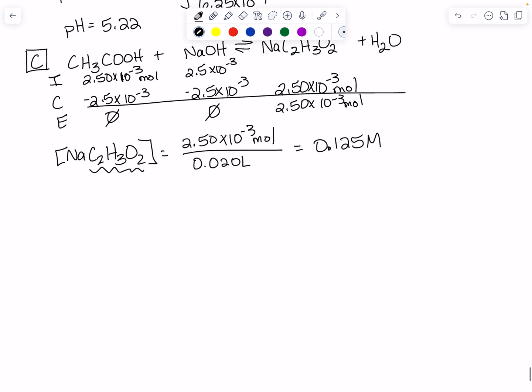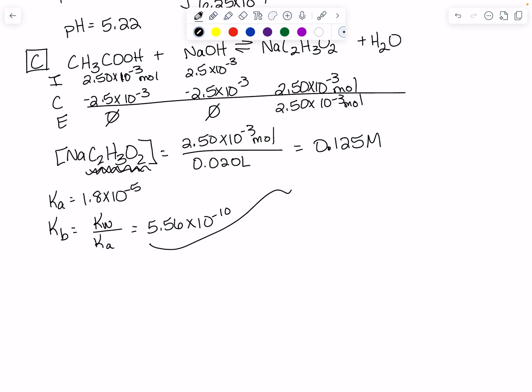Now, the Ka we used earlier was for acetic acid. So see, the Ka for acetic acid is 1.8 times 10 to the minus 5. But what we have here is the acetate, so we need the Kb. To calculate the Kb, you say Kw divided by the Ka. And so for Kb, it is 5.56 times 10 to the minus 10.